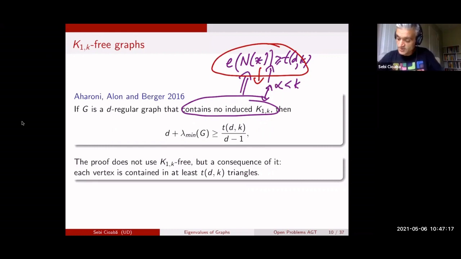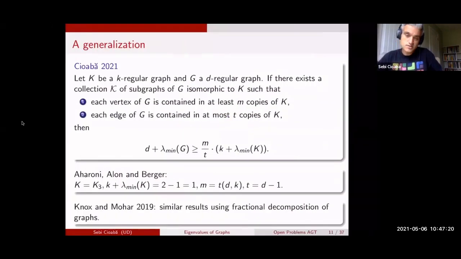Essentially what their proof is, and I have a small generalization of it, you can generalize it in the following sense. You have a small graph K, which is k-regular, and a big graph G, and we're trying to lower bound this d plus lambda min for G. If there is some collection of subgraphs of G which are isomorphic to K, such that two conditions hold: each vertex of the big graph is contained in at least M copies of K, and each edge of G is contained in at most t copies of K, then you can use the smaller graph to get yourself a lower bound for the bigger graph, d plus lambda min. And I'll give you the proof on the next slide.